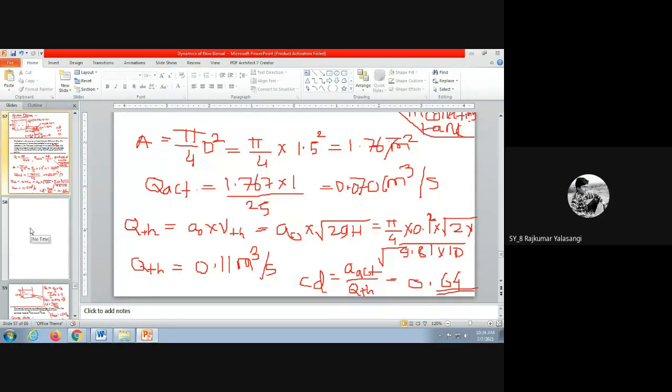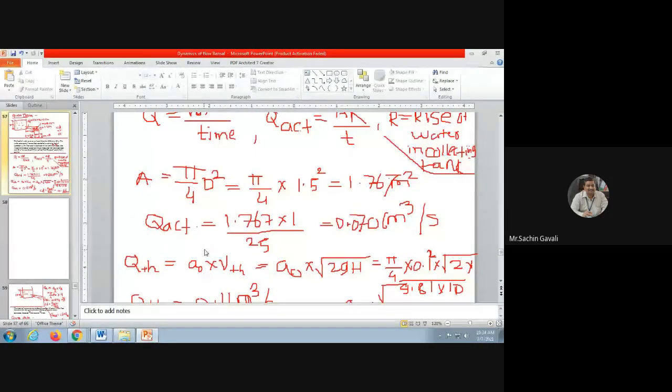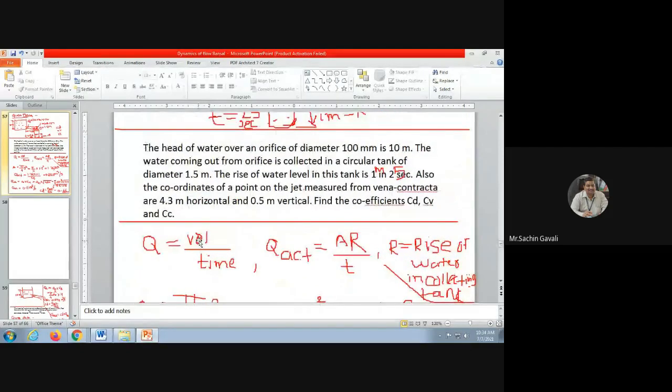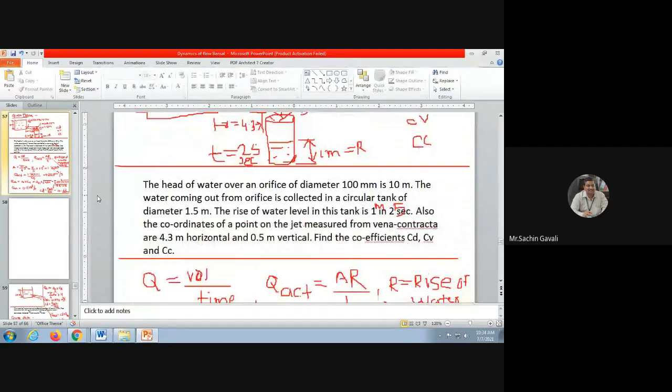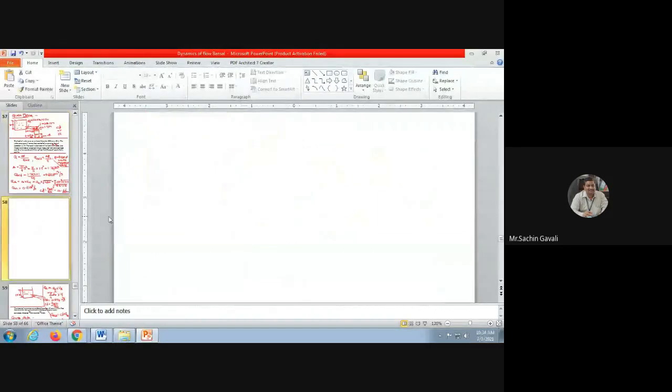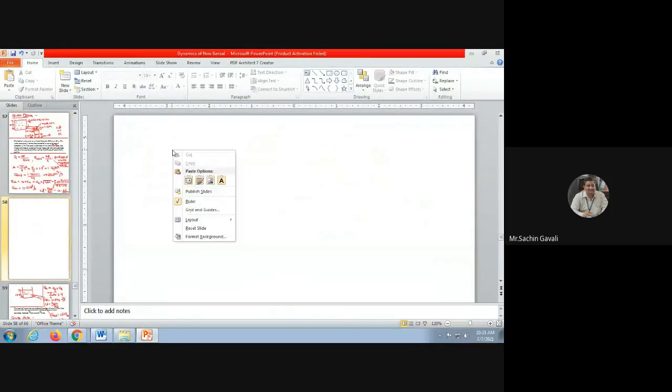Thank you. Now we have calculated CD, that is Q actual divided by Q theoretical, and it is equal to 0.64. Now here we have to calculate another coefficient that we can calculate directly from the given data. Which coefficient is that? CV. Good. So what is meant by CV then? CV is equal to?